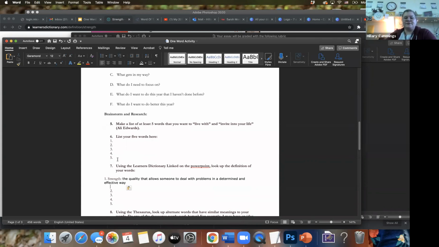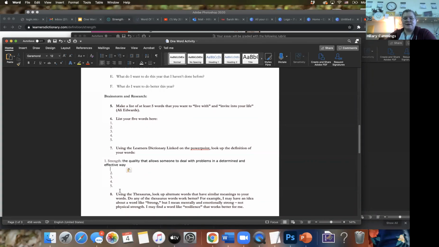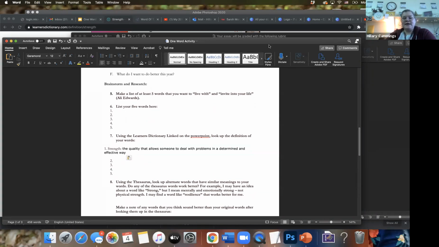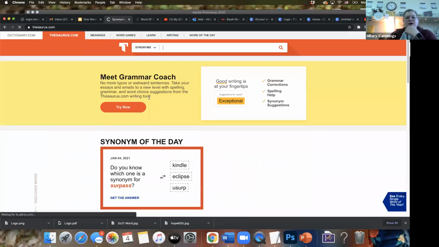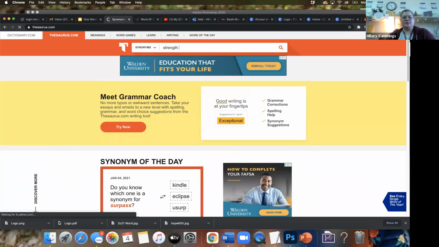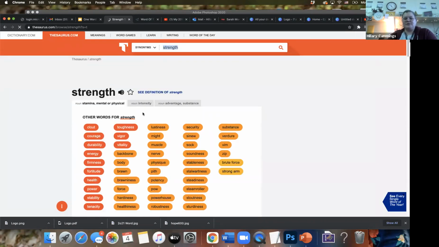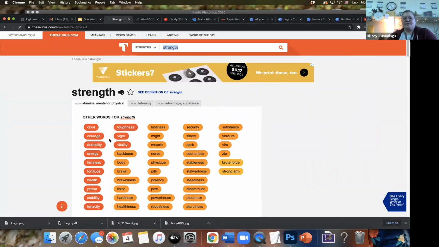And so you're going to do your 5 words just like that. You're going to look up your definitions. And then we're going to go to the thesaurus. So why the thesaurus? Why would I do that? I'm going to use the thesaurus because when I look up the word strength, it's going to come up with a lot of words that are similar.